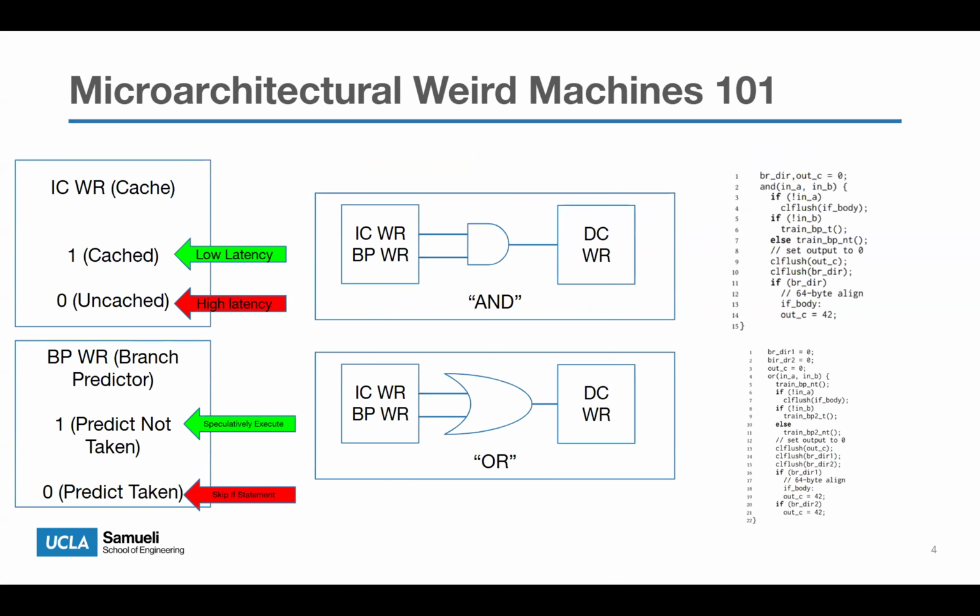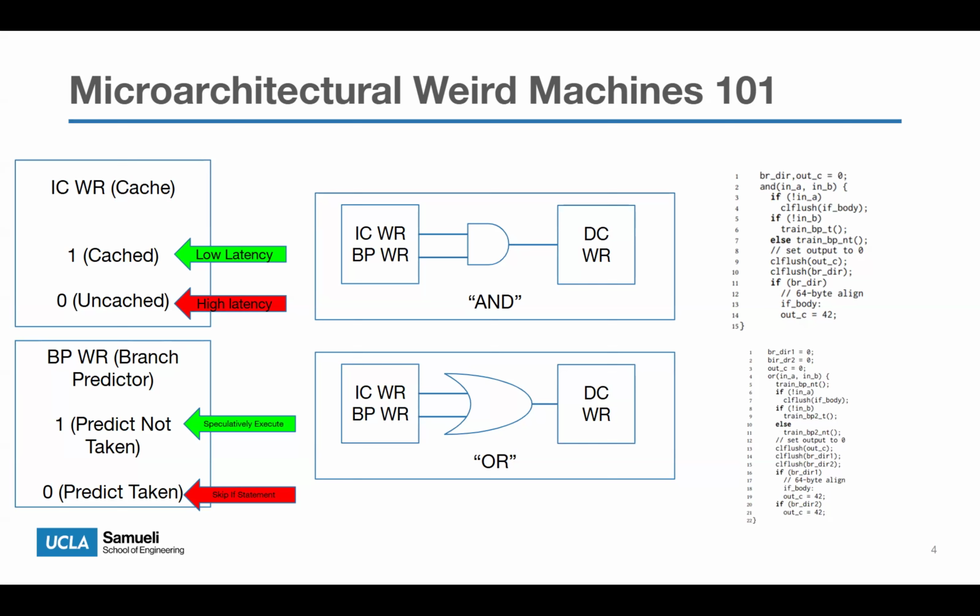Well, entertain yourself and say that we have some sort of weird machine and we have weird registers and weird gates. We have two types of weird registers for our inputs: the instruction cache weird register and the branch predictor weird register. The instruction cache weird register has a value of 1 if the instruction is cached, and a value of 0 if it's uncached, which corresponds to low latency and high latency actions. And for the branch predictor weird register, we have a value of 1 if predict not taken. In practice, it should mean mispredict, but to keep the pseudocode simple, we'll say not taken. And 0 if we say taken.